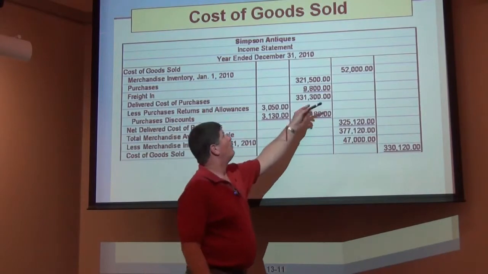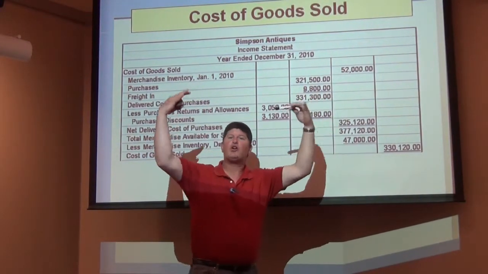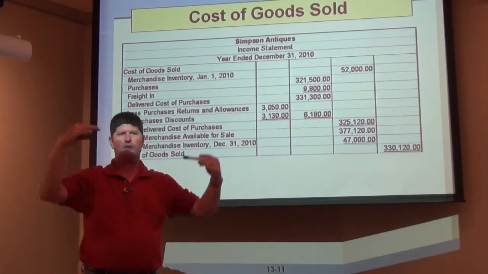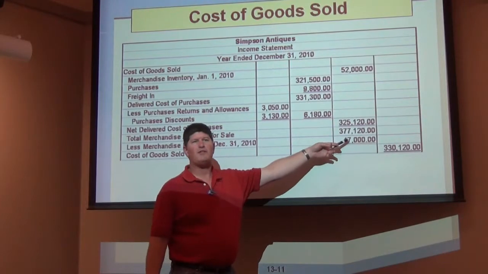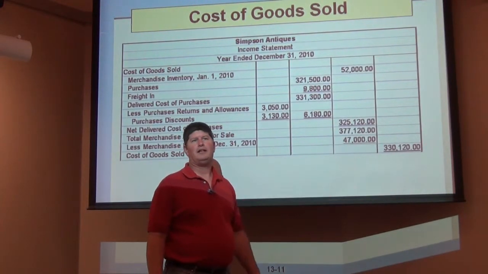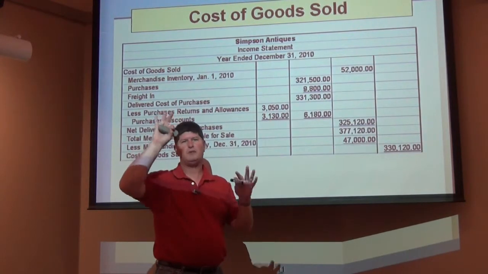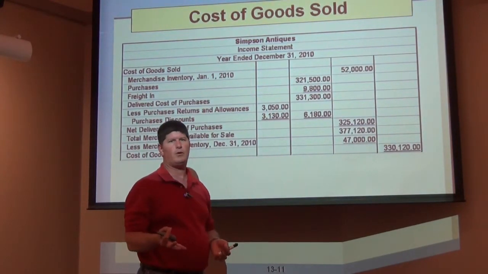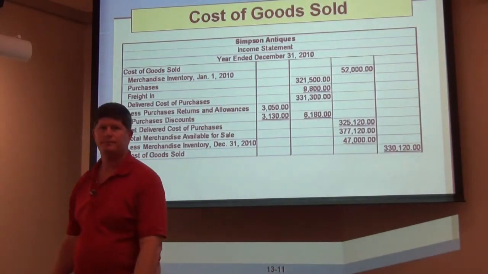And if you take what I had in the beginning, plus everything I brought in, you get everything I could have sold. This is what it cost me for everything I could have sold. Subtract what's left at the end, right? This is what I could have sold. This is how much I have left. The difference must have been sold. That is how we're calculating that, and that number becomes your cost of goods sold.